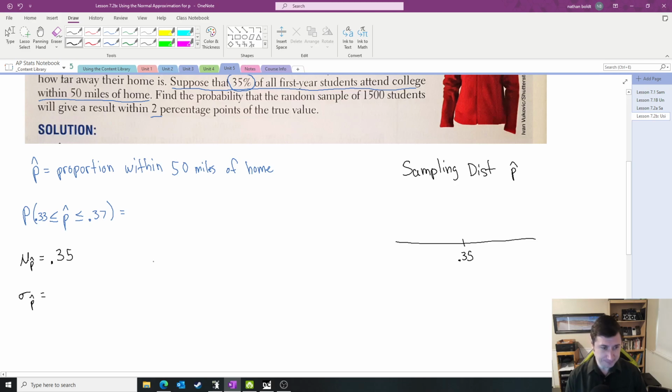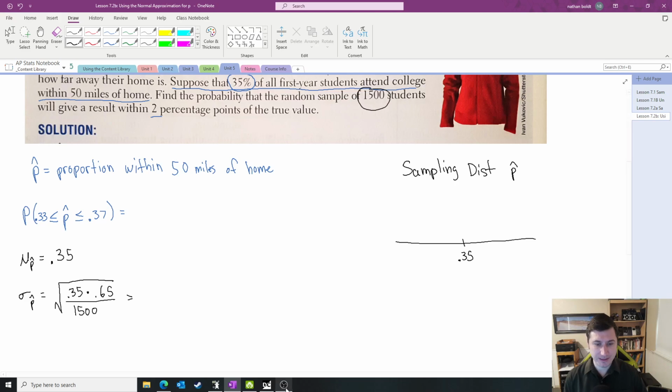That is that one formula we looked at. It is the square root of P times Q, so 0.35 is our parameter, times Q, which is the other half, for lack of a better word, 1 minus p, which is 0.65. I like the PQ explanation there, divided by our sample size. What was our sample size? 1,500.